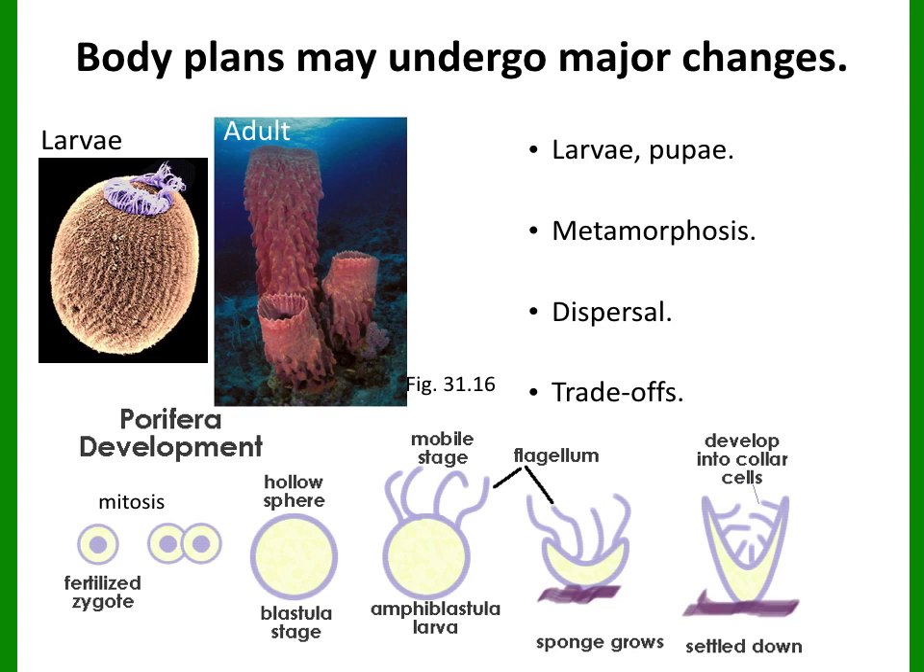There are trade-offs to this idea. It's really great to have this dispersal stage, but then there's also this limitation once they plant as an adult. So the body plan changes can often be substantial. They can often be really great because they aid in dispersal, but then the adult stage is actually limited because it can't move away from where it landed.